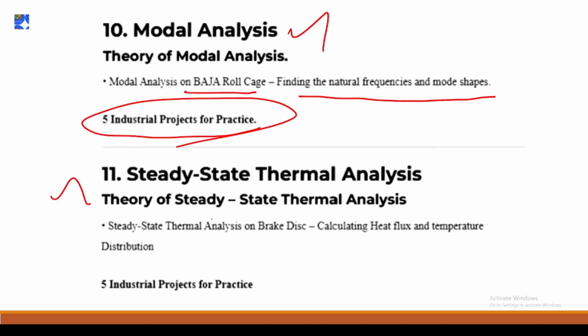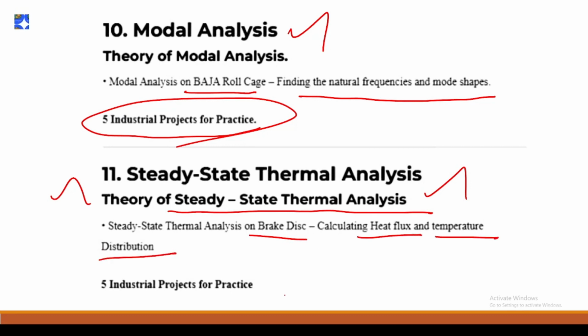Then comes the steady state thermal analysis, where the theory of steady state thermal and basics of your heat transfer would be discussed in detail. And the same steady state thermal analysis on a brake disc by calculating the heat flux and temperature distribution would be done, and 5 industrial projects would be given for the practice.